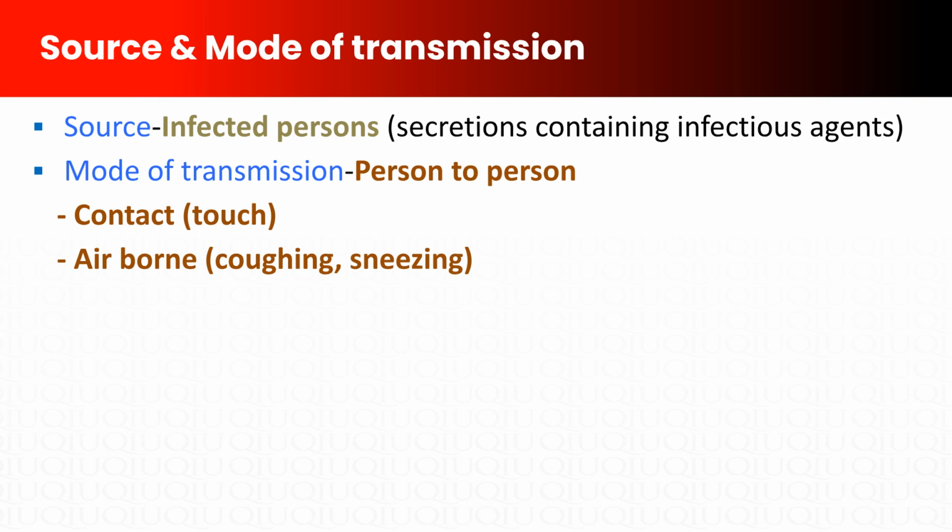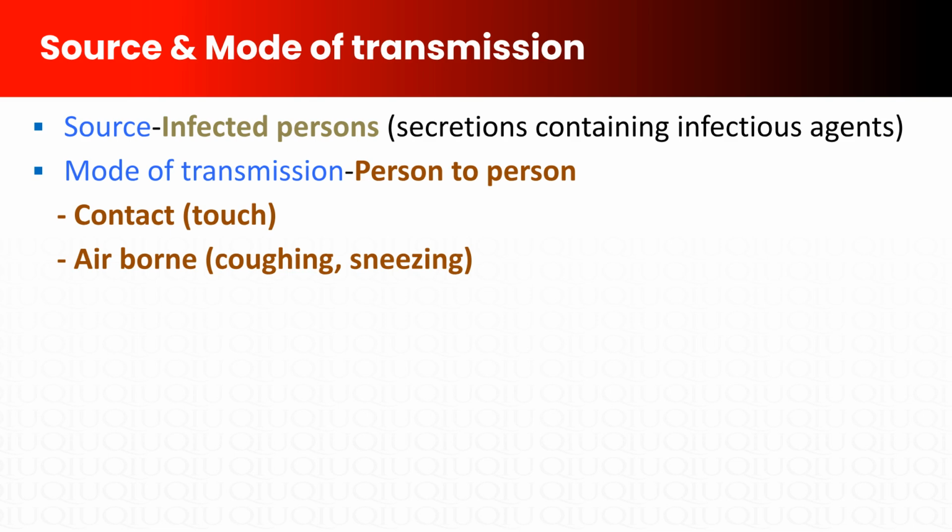The source of respiratory infections is infected persons whose respiratory secretions contain infectious agents. This includes individuals with active disease and asymptomatic carriers who harbor organisms in their nasopharynx. Mode of transmission occurs person to person through 2 main routes.